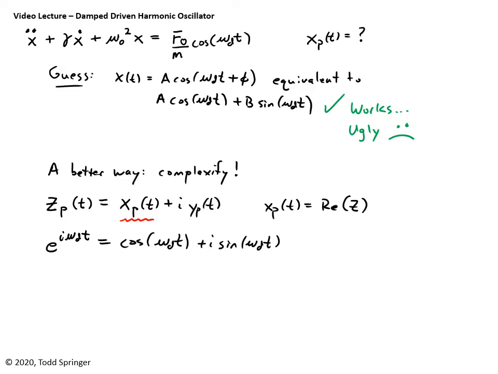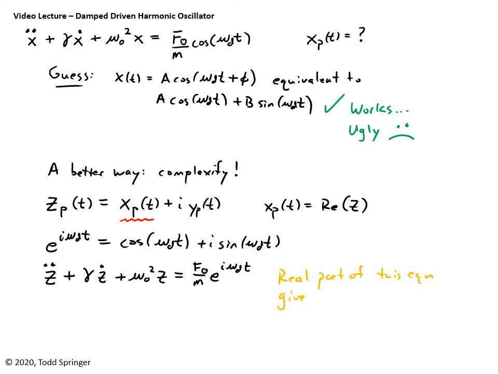So with that in mind, if I instead can solve this equation, z double dot plus gamma z dot plus omega 0 squared z is equal to f0 over m e to the i omega d t, I can get my answer. And the reason you know that's going to work is because if I take the real part of this equation, I get my original equation back. So if I can solve this equation with the z and take the real part, I'll get the solution to my original equation.